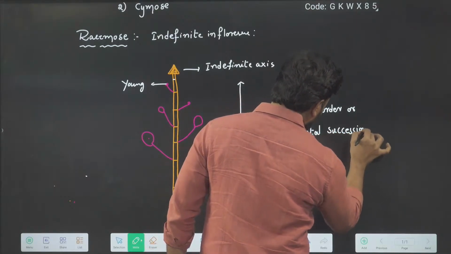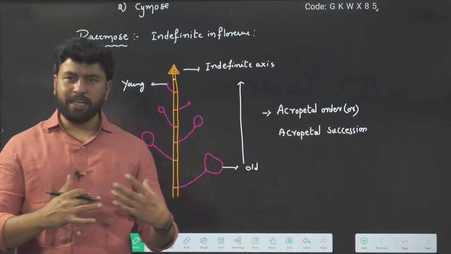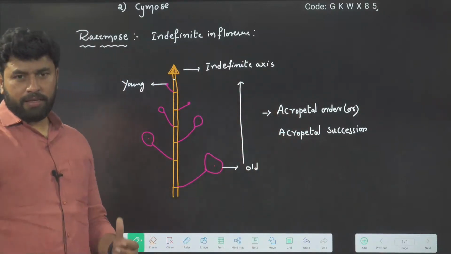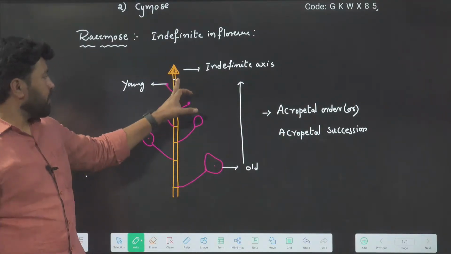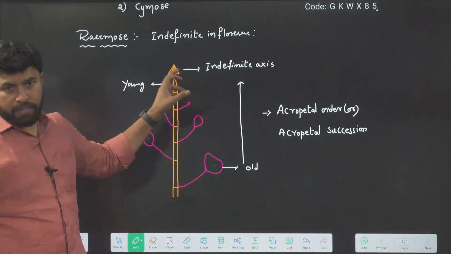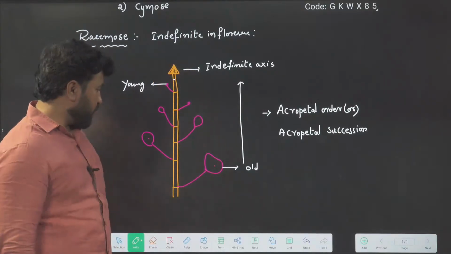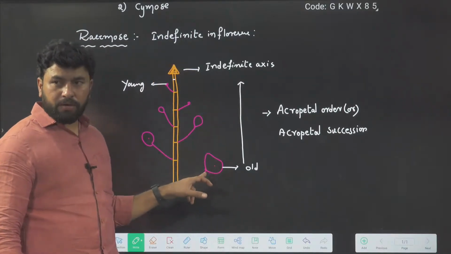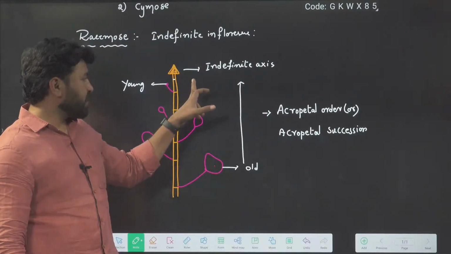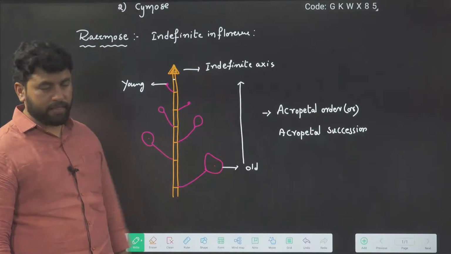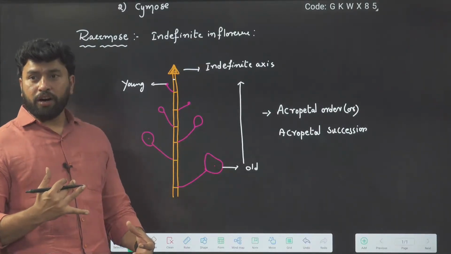Now, succession means arranging in a queue. That means in a line, one after another. They are arranged in acropetal order. Acro means tip. Petal means movement. Whenever the oldest flower is present at the base and the youngest one is present at the top, this kind of arrangement we call acropetal order.